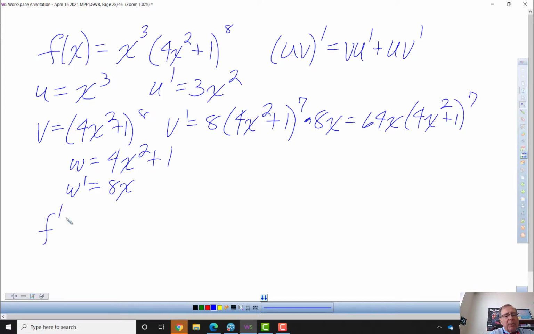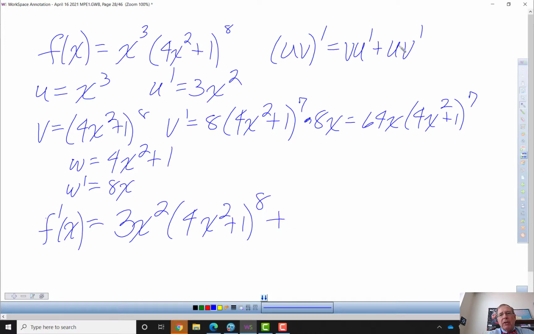So to get my derivative f prime of x, I'm going to follow this, so v times u prime. So swapping the order, 3x squared times 4x squared plus 1, all to the 8th power, plus u times v prime, so going this way. So x cubed times 64x is 64x to the 4th times 4x squared plus 1 to the 7th power. So I actually worked backwards and figured out that that was the function that they were taking the derivative of.